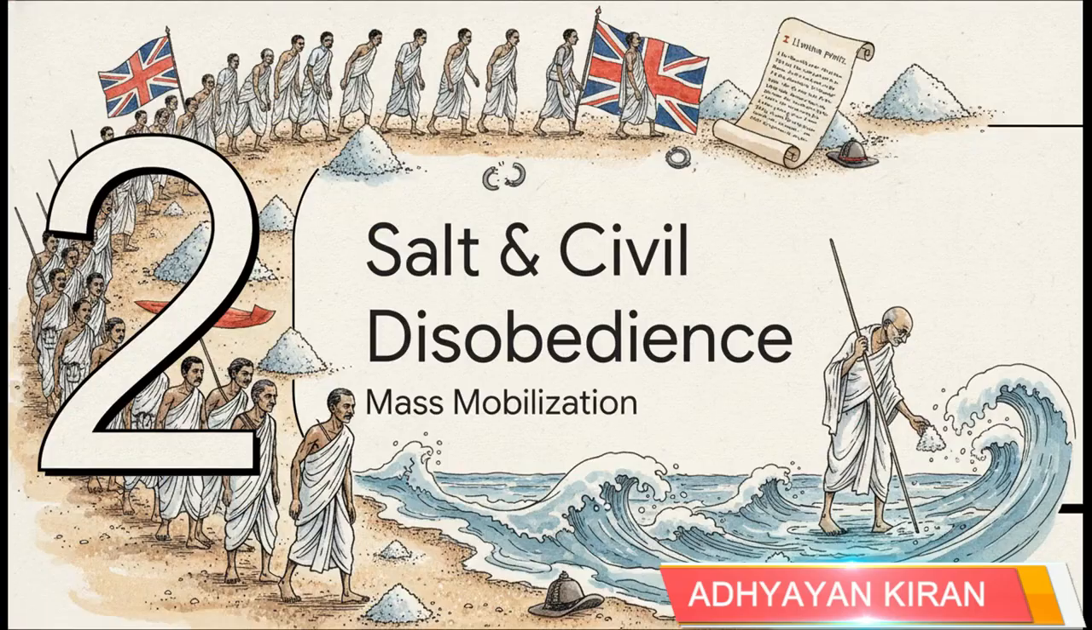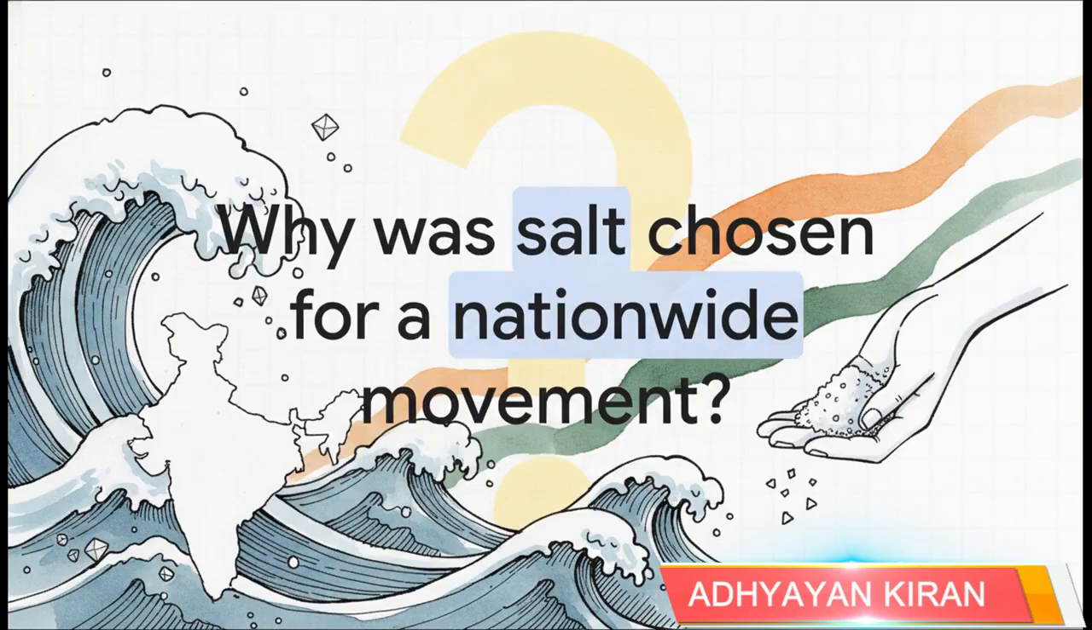Section 2. Salt and Civil Disobedience, the masterstroke of mass mobilization. Now the Congress had the clear mandate for Purna Swaraj. Before launching into full-blown rebellion, Gandhi first presented 11 specific demands to the Viceroy. These ranged from reducing the army budget to lowering land revenue.